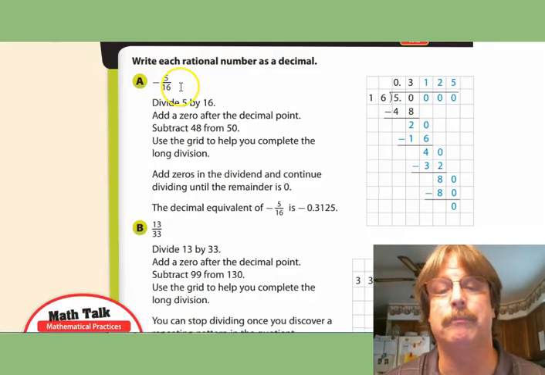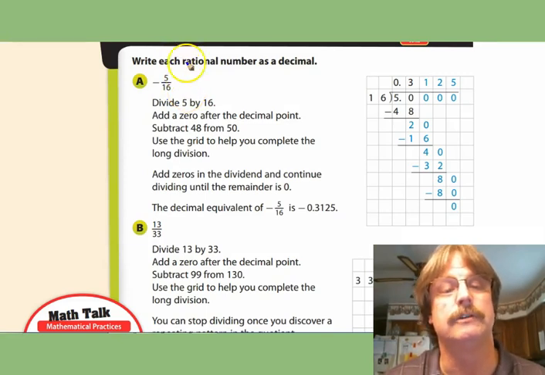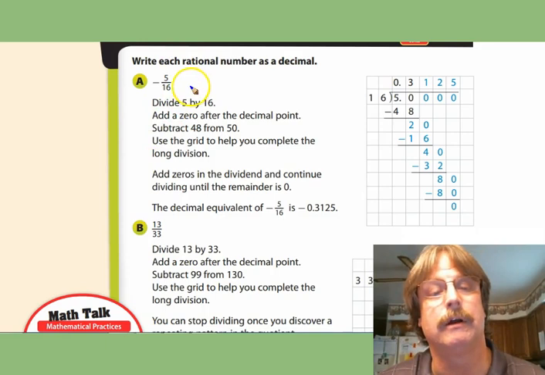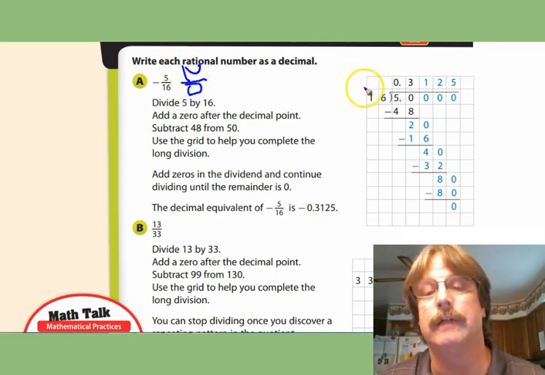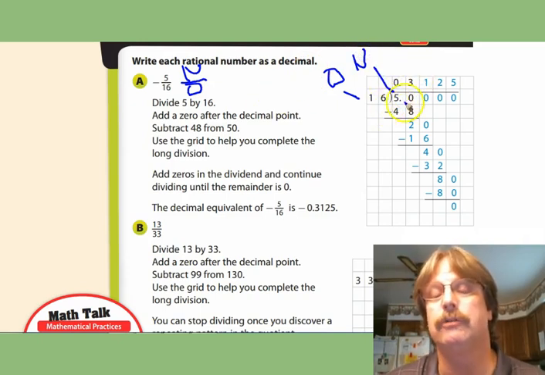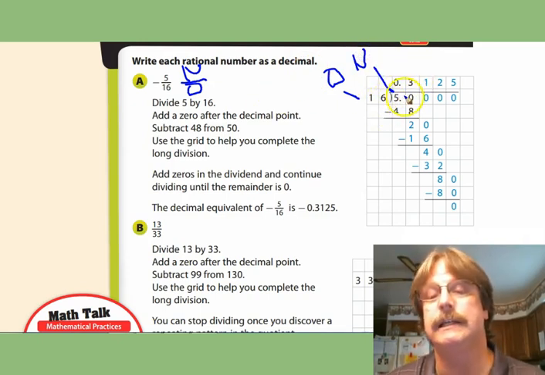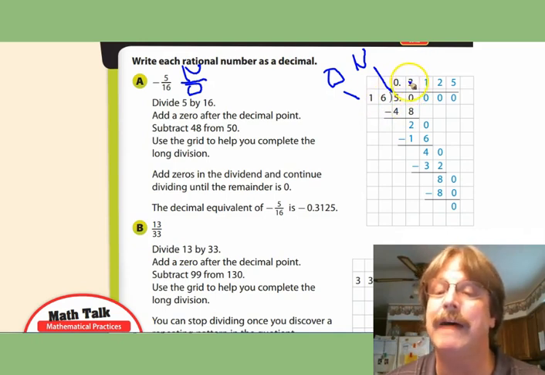I love this example. Again, it shows you how to set things up. Okay, so we have our denominator on the outside and our numerator inside. So that's our denominator here. This is our numerator in there. Okay, just like I showed you before. And then you go through the series of questions. Okay, 16 does not go into 5. That's 0. Add a 0. 16 goes into 50 3 times. Again, knowing your math facts.